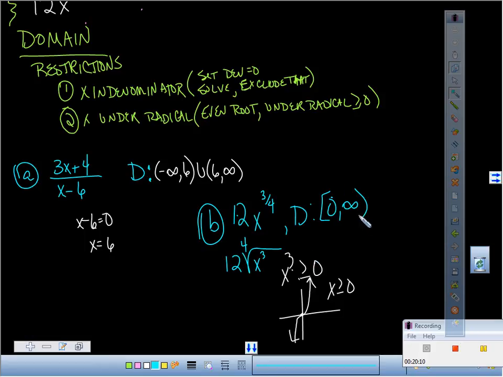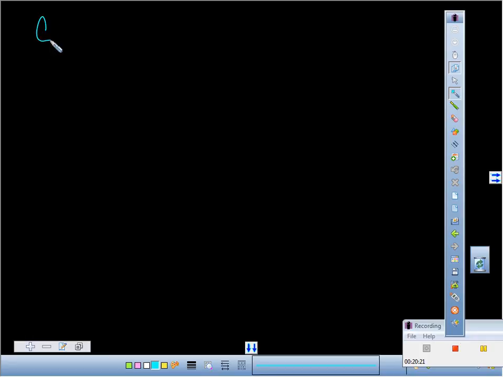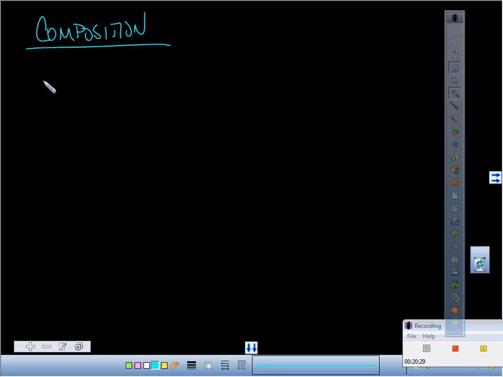Okay, so now let's talk about a composition. Let's talk about a composition. Now this is something you have never done before, all right? Composition of functions. So it looks like this.